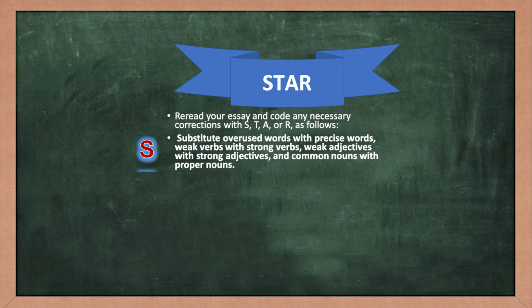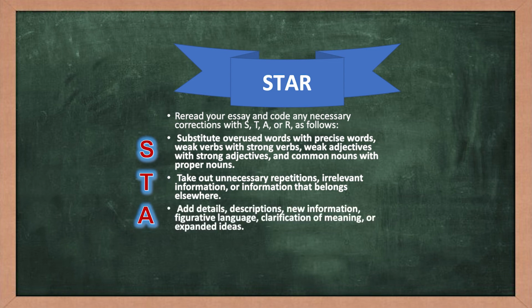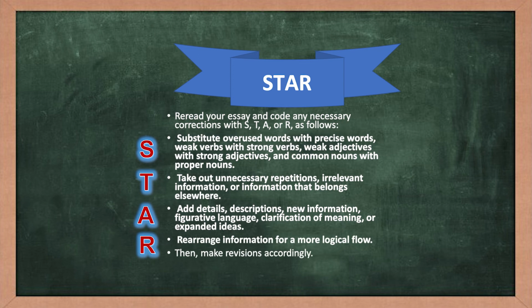Substitute overused words with precise words, weak verbs with strong verbs, weak adjectives with strong adjectives and common nouns with proper nouns. Take out unnecessary repetitions, irrelevant information, or information that belongs elsewhere. Add details, descriptions, new information, figurative language, clarification of meaning, or expanded ideas. And finally, rearrange information for a more logical flow. Then make revisions accordingly.